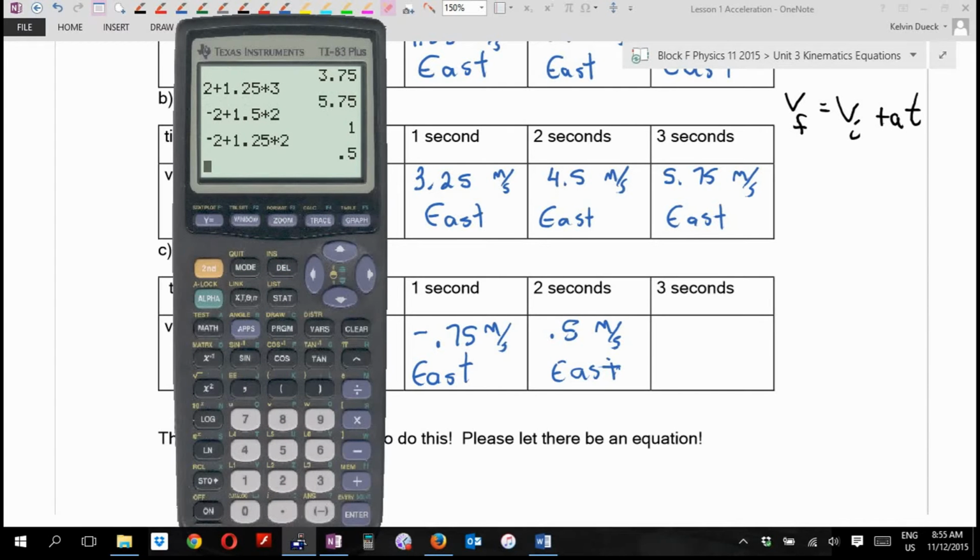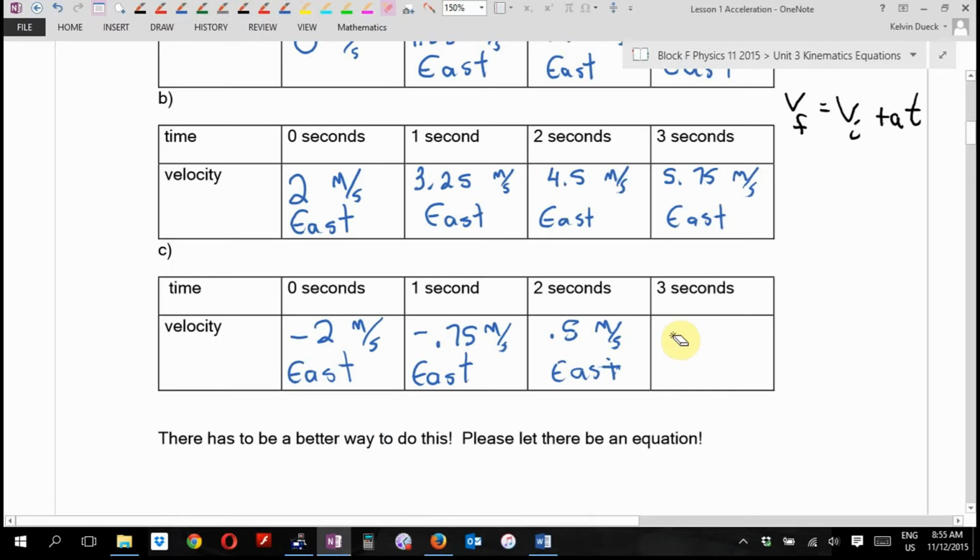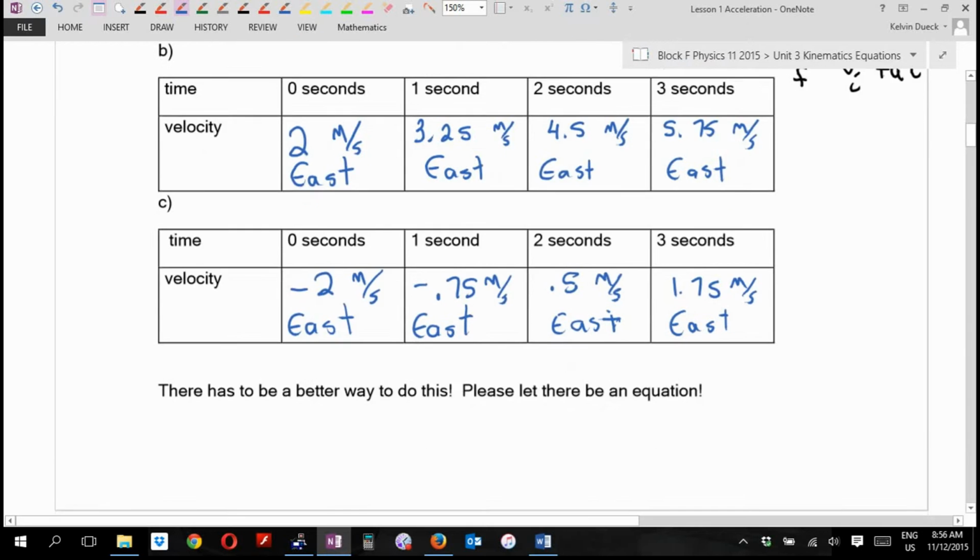So my gut is after 3 seconds, I'll be going 0.5 plus 1.75, or negative 2 plus 1.25 times 3. Which way is faster? I don't know. Which way is easier? I think using the equation. So I wrote down here, there has to be a better way to do this. Please let there be an equation. There is. Way shorter.